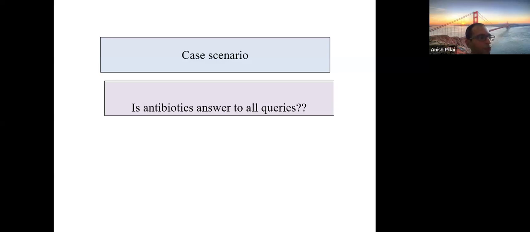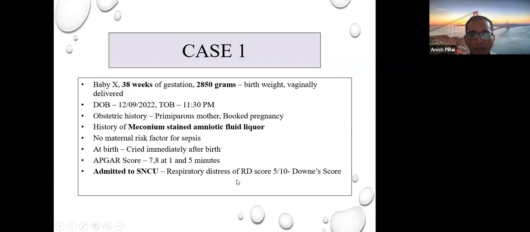So I think we will go through the interesting part of this discussion, which is the case scenarios. And I want everyone to type their answers also, so that it can be a little more interactive. Okay, so case one. This is a full-term baby, 38 weeks, 2.850 kg, so AGA, appropriate for gestation, vaginally delivered, primiparous mother. There was meconium stained liquor, no other risk factor for sepsis, baby cried after birth, Apgar score is 7 and 8. The baby got admitted with respiratory distress.